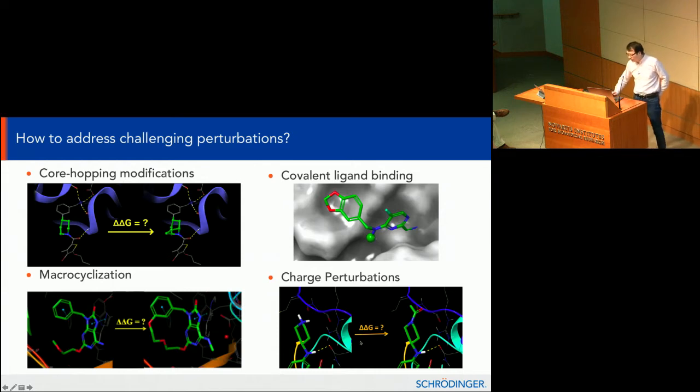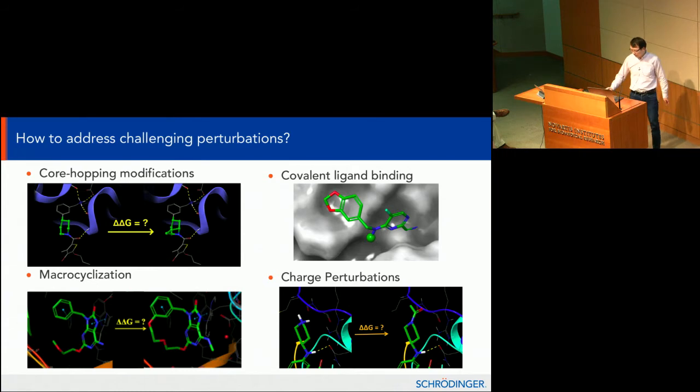And lastly, sometimes to improve the solubility or binding potency, or to balance other ADMET toxicity issues, the chemists would like to consider perturbations that may change the net charge of the molecule. So how to deal with charge perturbations? Over the past few years, we have been working on novel methods to address those challenges, and the talk is going to be focused on the methods to deal with those very challenging perturbations.